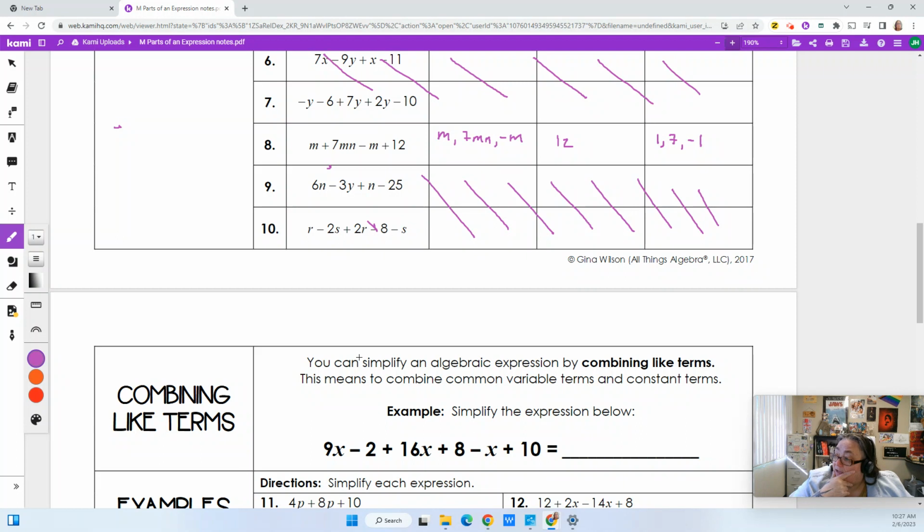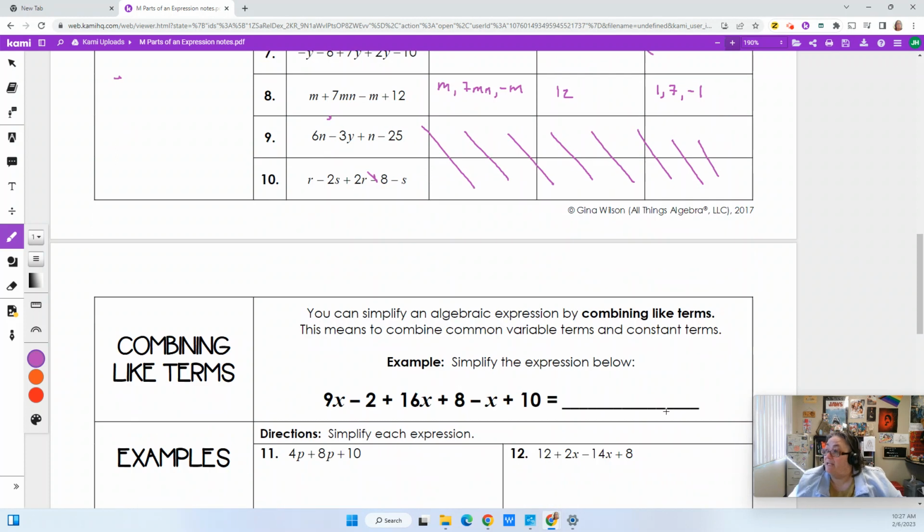So it says you can simplify an algebraic expression by combining like terms. This means to combine common variable terms and constant terms. Anything that has the same exact variable can be combined together, right? We can add or subtract those variables. They have to have the same power, right? And they have to have the same variables. So like if we looked at number 8, we can't combine m with mn, but we can combine it with the other m.